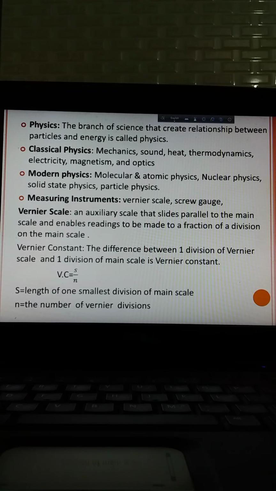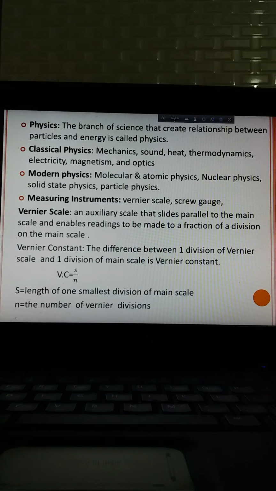You have to know some important definitions, important terms here. For example, vernier constant. What is vernier constant? Before telling about vernier constant, I want to tell that vernier scale has some divisions. Actually, a vernier scale is a part of a special kind of scale that is called slide calipers. Slide calipers has a vernier scale, main scale, etc.